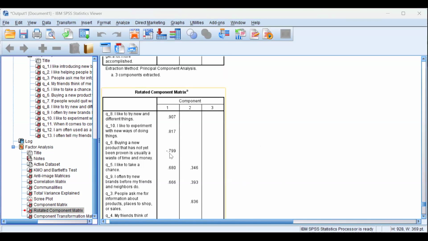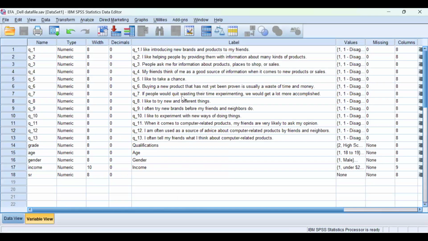So you look at this value, which is 0.799, right? It is minus 0.799. So let me just show you the variable view. Now, if you look at, this was item Q6, right? Now look here, just read the statements. I like introducing new brands and products to my friends. I like helping people by providing them with information, people ask me for information, my friends think of me. All these are positive statements.